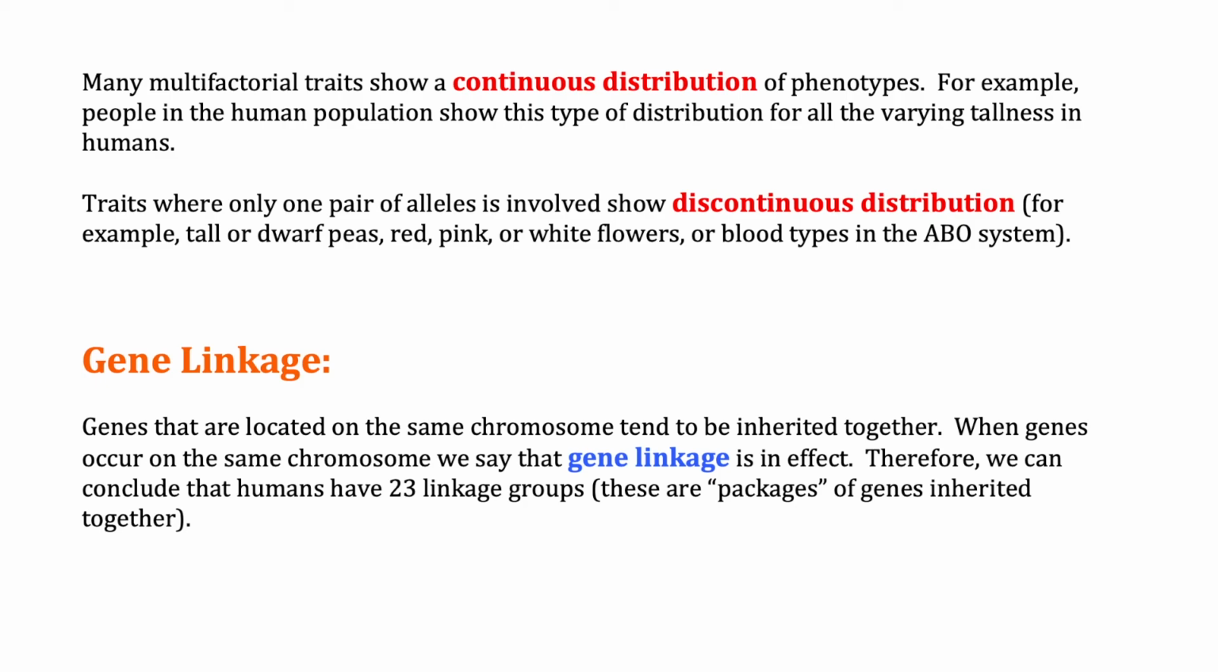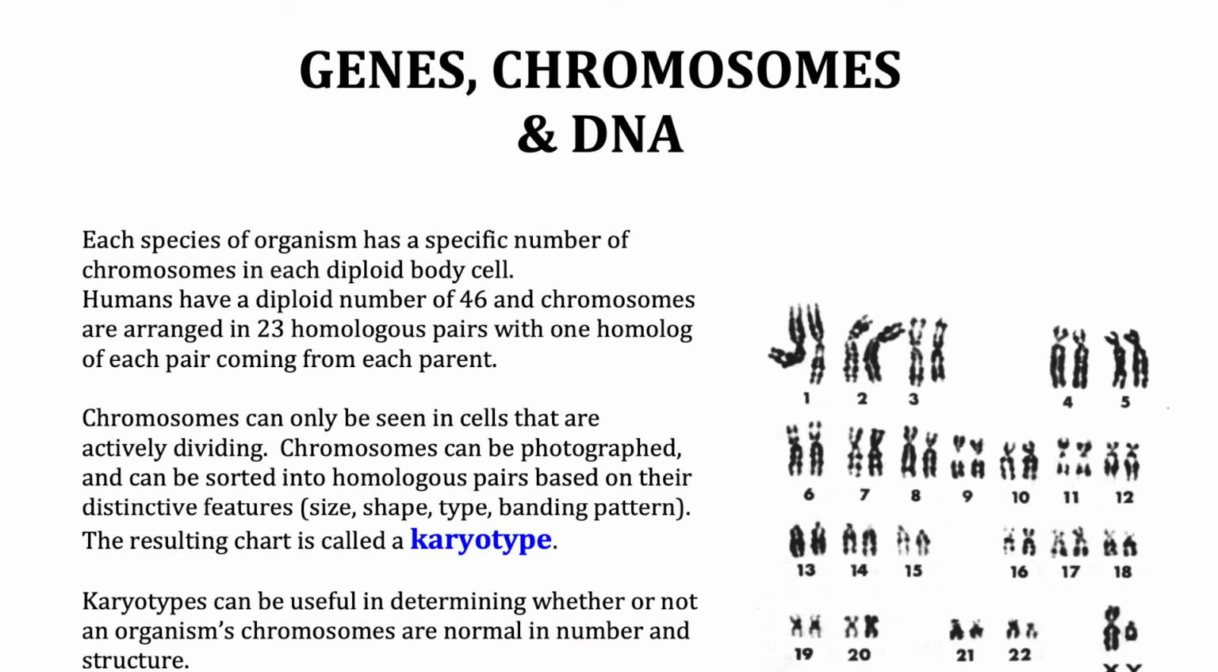Anyway, next thing is gene linkage. Genes that are located on the same chromosome tend to be inherited together. When genes occur on the same chromosome, we say that gene linkage is in effect. Therefore, we can conclude that humans have 23 linkage groups. These are packages of genes inherited together. The next thing we're going to be talking about is genes, chromosomes, and DNA. Each species of organism has a specific number of chromosomes in each diploid body cell.